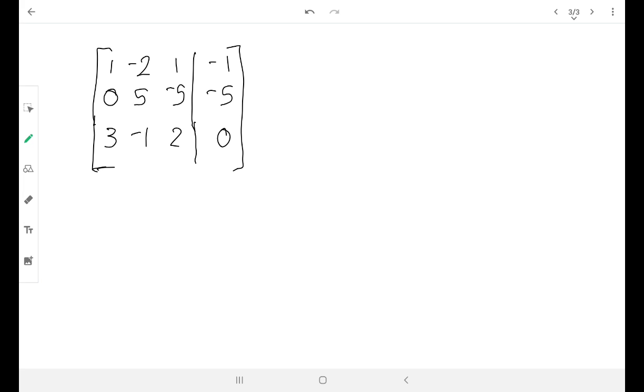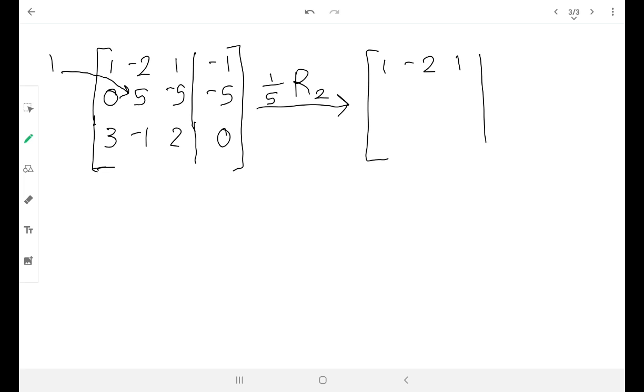Now the next goal is that this number here becomes a 1. The way you do that is you just do a simple multiplication. You multiply by the reciprocal of that number. So I'm going to take 1/5, because 1/5 times 5 is 1, and I'm going to multiply it by row 2. That's going to give me a new matrix. It will not change row 1. Remember, row 1 I'm done with, I'm okay with.